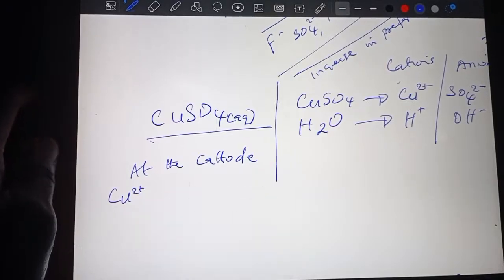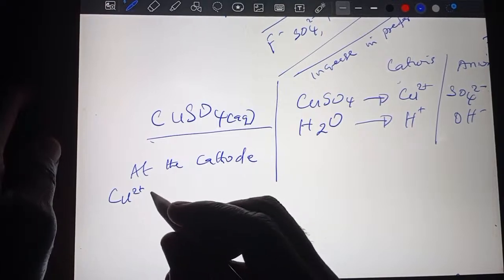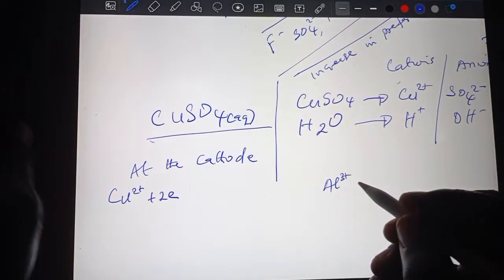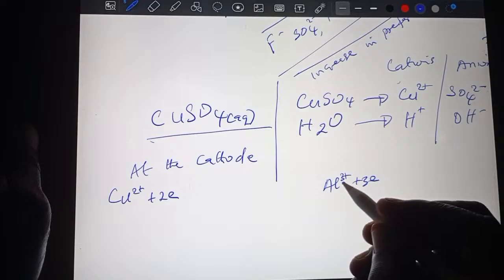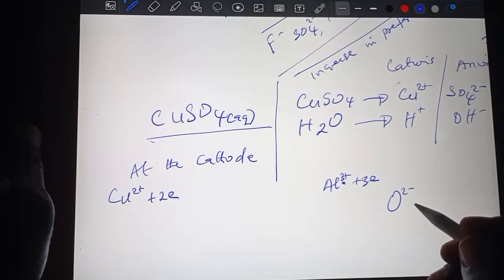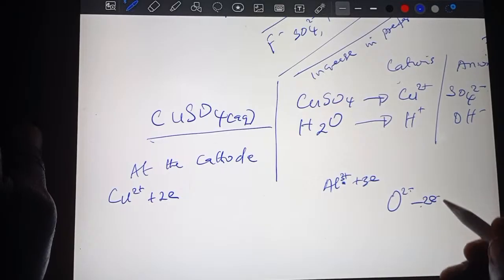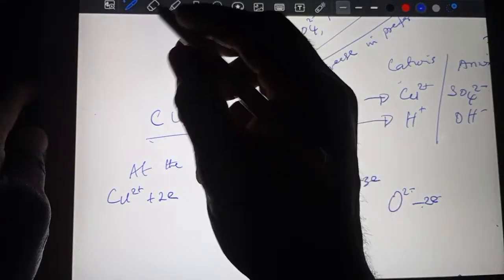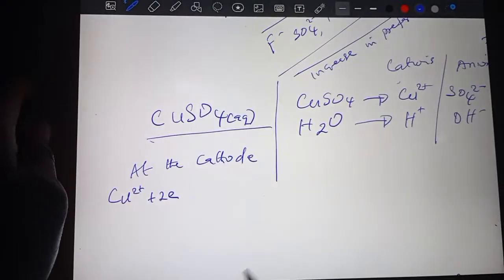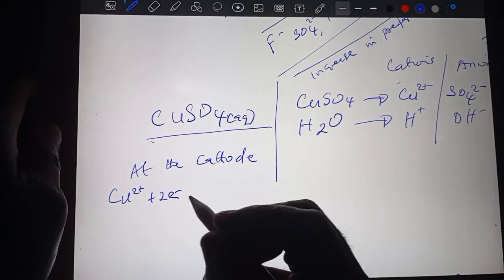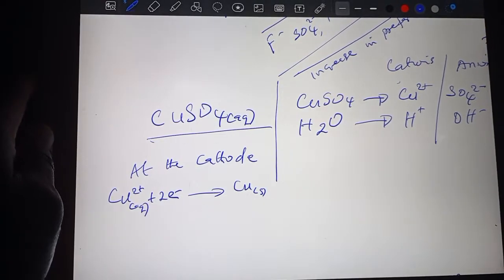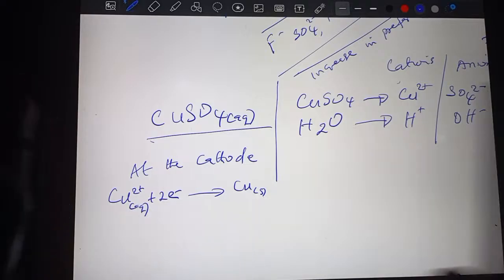To complete the half cell, if you see plus 2, just add 2e. Let's assume we have Al3 plus. I'll just say plus 3e, the same number I'm seeing. You get that now? If I say O2 minus, I'll still say minus 2e, the charge. This e is electron, all right? That's how to write the half cell equation. So you need to know the charges on each ion. So Cu2 plus plus 2e gives you what? Cu. This is solid. This is aqueous. This means that copper is discharged at the cathode.